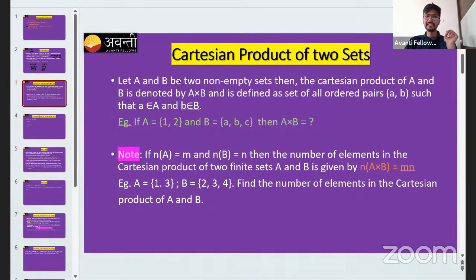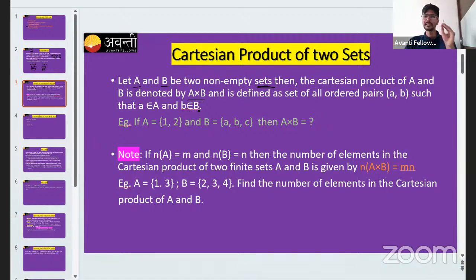Suppose A and B are two sets. Any sets A and B, then the Cartesian product of A and B is denoted by A cross B. If I want to find the Cartesian product of A and B, it is denoted by A cross B. And it is defined as the set of all ordered pairs. Basically, this means a Cartesian product is also a set, but it is not a normal set. It is the set of ordered pairs (a, b), such that a is an element of set A and b is an element of set B. Do you understand?